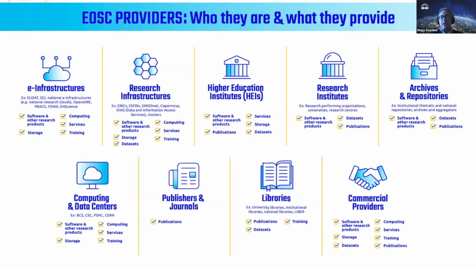They can decide to deliver the services and resources they produce in their scientific work to EOSC. Research institutes, for the same, archives and repositories can share software, other research products, datasets, publications, and so on. But we can also have generic computing and data centers. They can be institutional data centers, computing data centers, academic, or also commercial computing data centers. They can deliver all kinds of IT services.